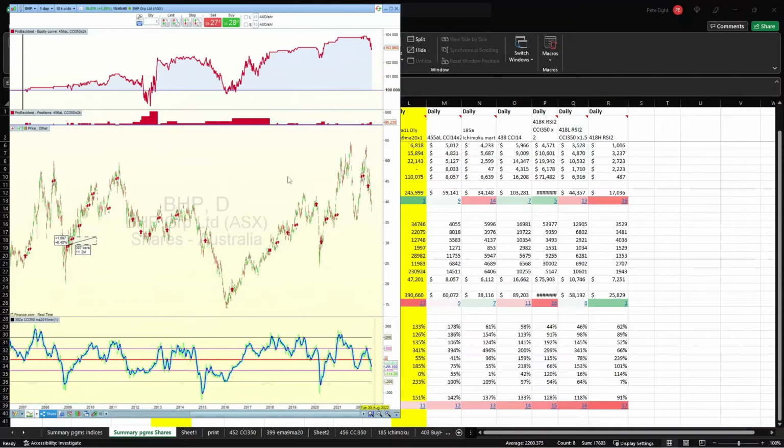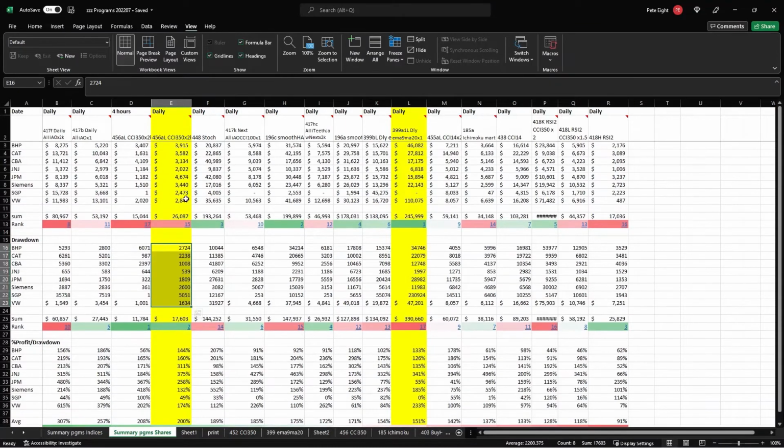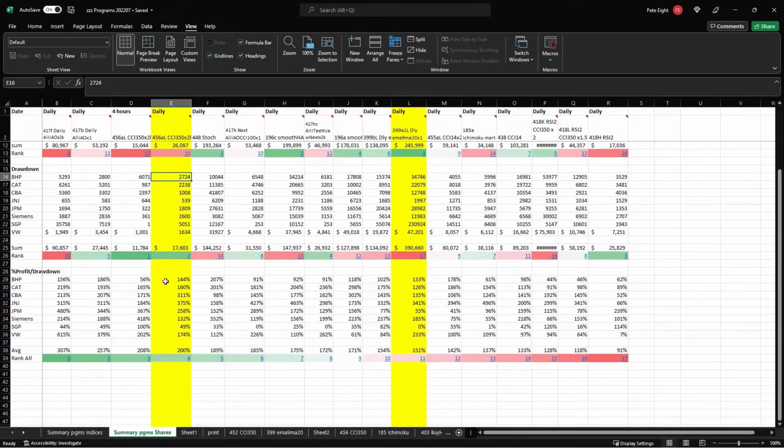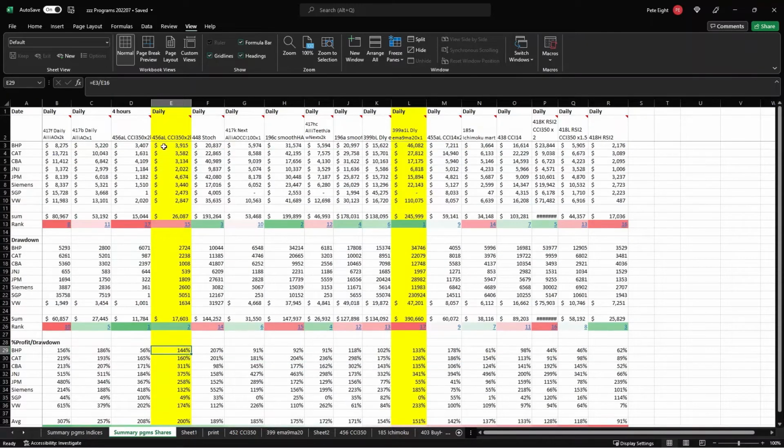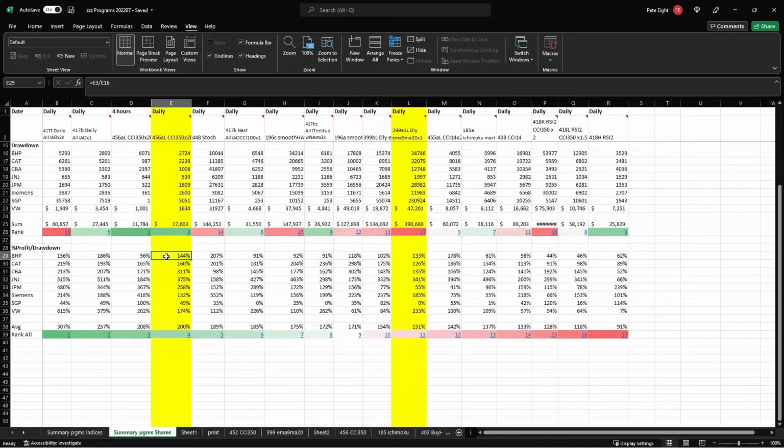So what it's saying is since 2007 for BHP, using the CCI350 strategy, you would have made roughly $3,915 with a drawdown of 27.24. And this last table down here shows the profit over drawdown percentage. So that's basically 144%, which is simply 3,915 divided by 27.24, it's 144.